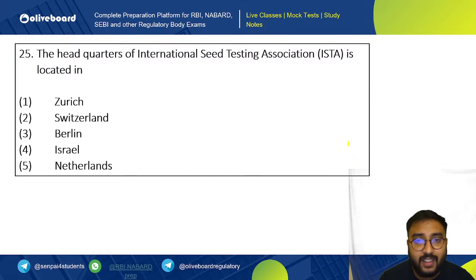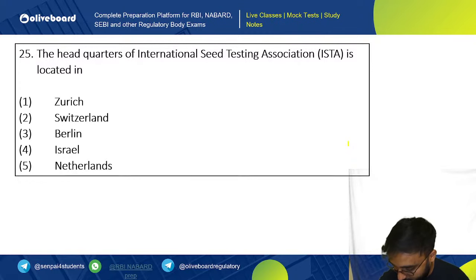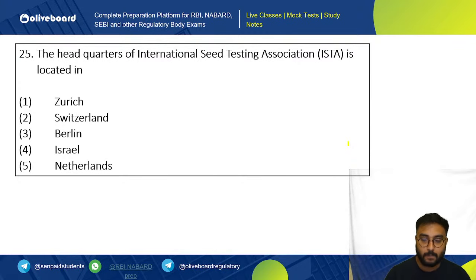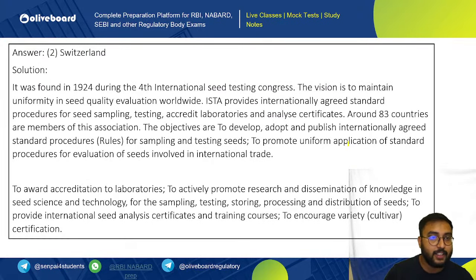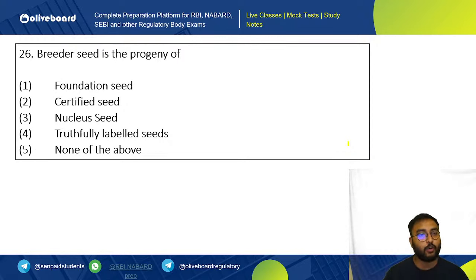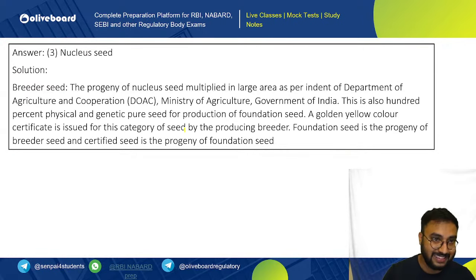The headquarters of International Seed Testing Association is located in which of the following countries? Zurich, Switzerland, Berlin, Israel and Netherlands. So the answer here is Switzerland. Breeder seed is the progeny of which of the following seeds? The answer is nucleus seed. The answer is nucleus seeds.